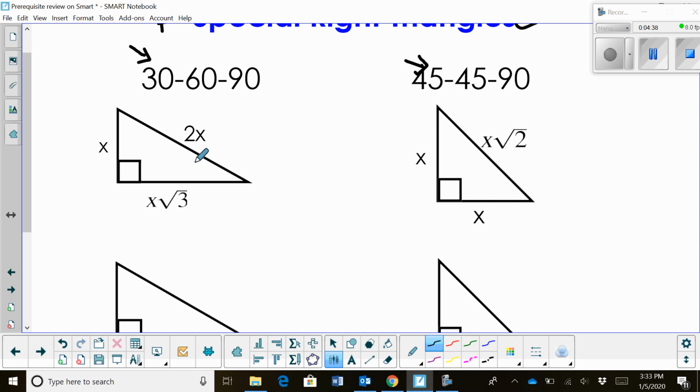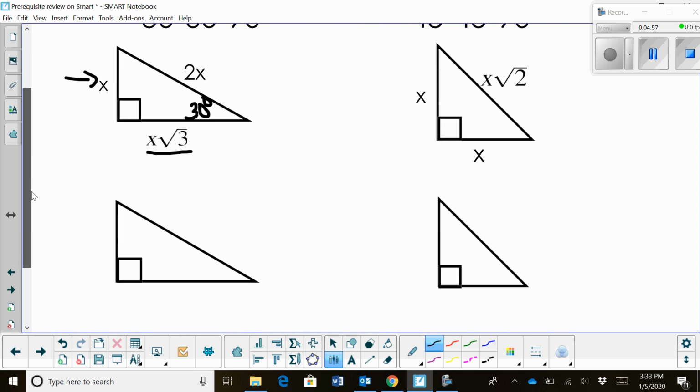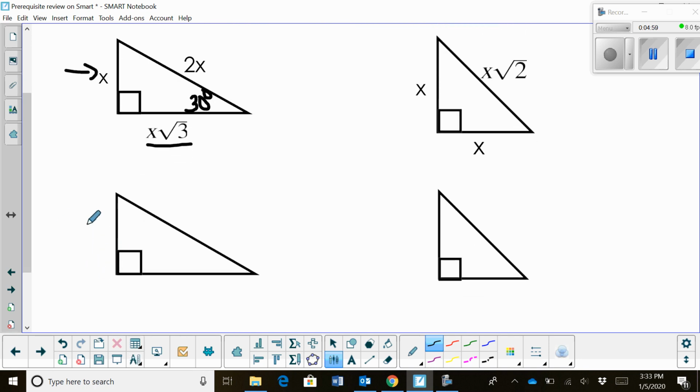Okay, for 30, 60, 90, if your smaller angle is 30, opposite it is your smaller side, which we're going to call x. The hypotenuse would then be 2x, so you double the short leg, and then if you take the short leg and multiply by radical 3, you get the long leg. So let's look at a couple examples. We'll start with something easy.